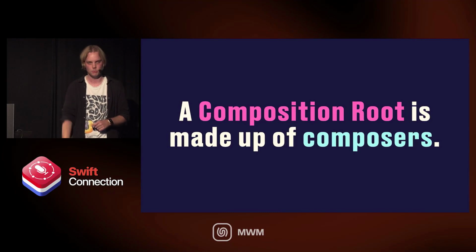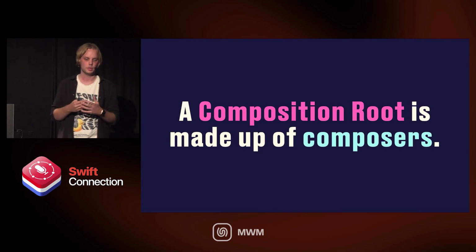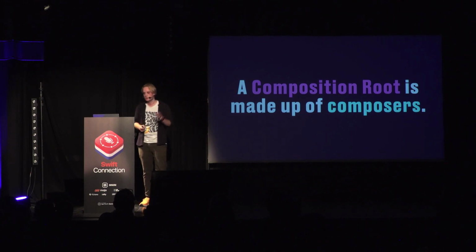And this layer, the composition root layer, is made up of something called composers. And the composer is a property or a function that creates and returns a part of our object graph. So it can be a teeny tiny part, or it can be a very large part. And if we have multiple composers, and these composers call each other, we can start building an entire object graph. And we'll see how we do that.